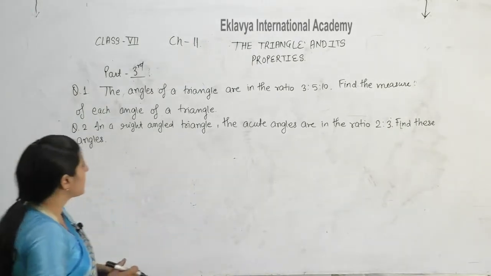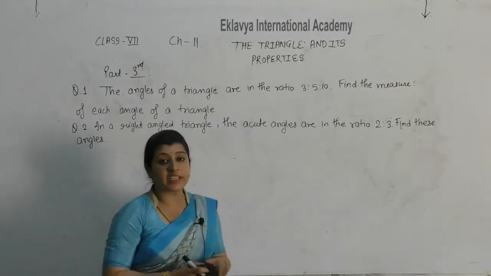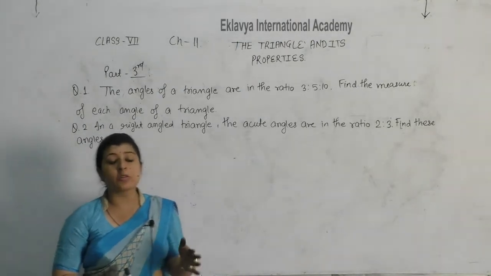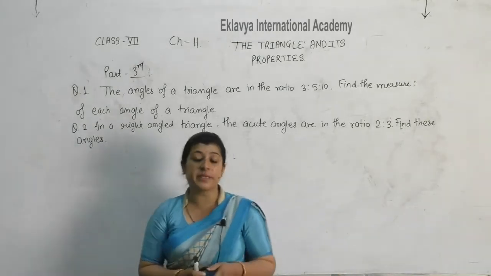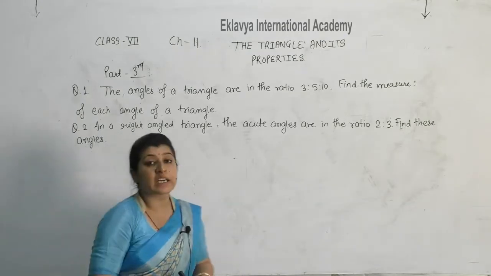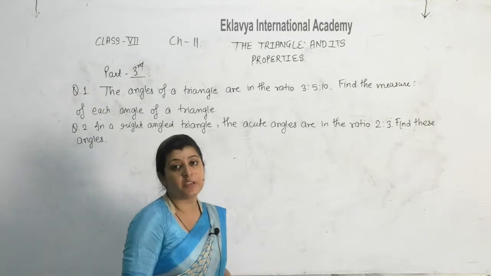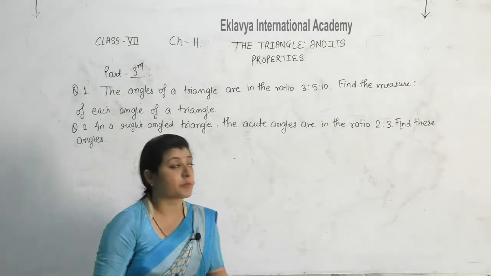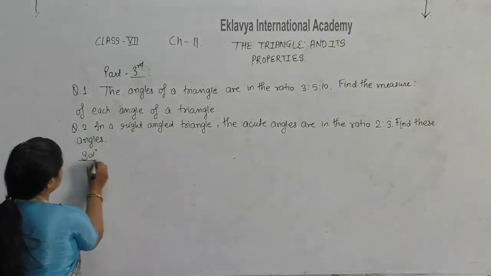See the example: the angles of a triangle are in the ratio this, find the measure of each angle of a triangle. How to solve these types of questions? We already discussed this in the equation or algebraic expressions chapter also. But here we will use the concept of triangle only. The extra thing is this: we will use the property of a triangle here. See how to solve this question.